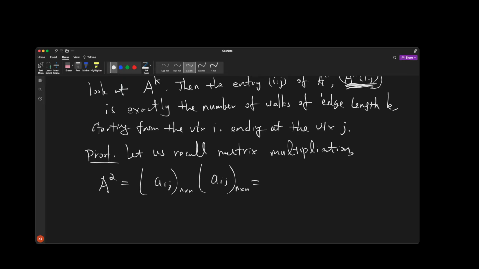So it's for example, Cij. It's another n by n matrix where Cij equals a sum of products, k from 1 to n, a ik times a kj.